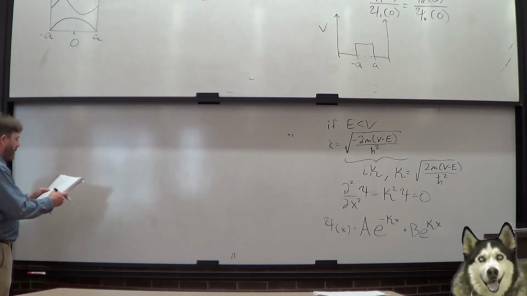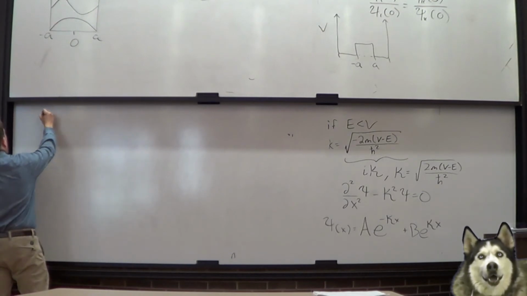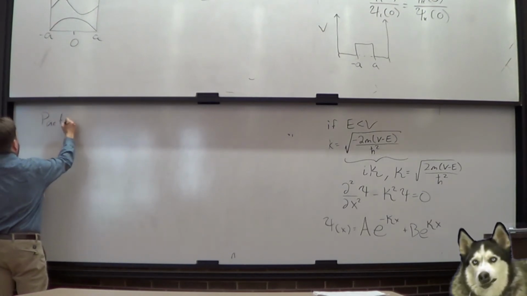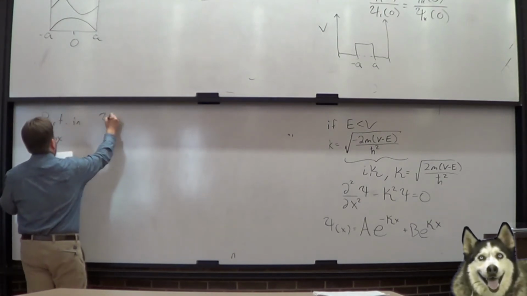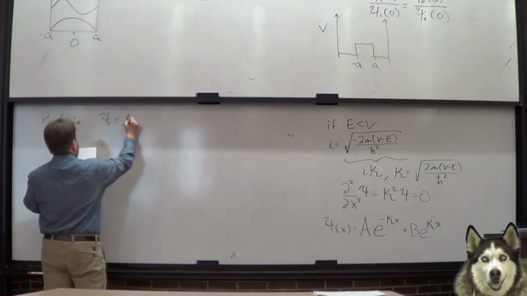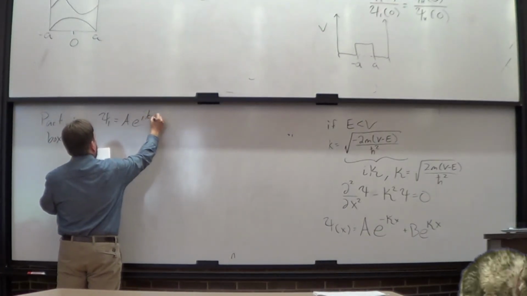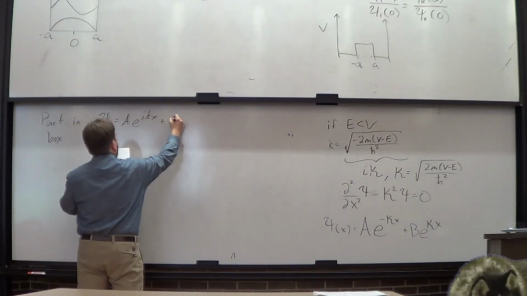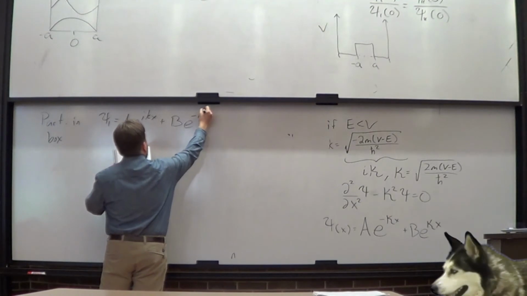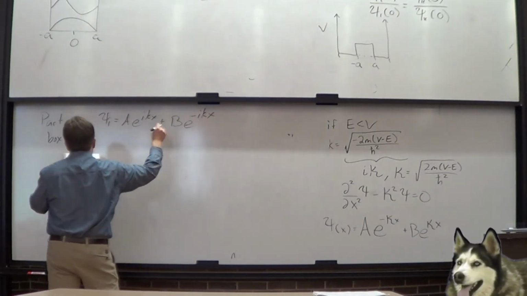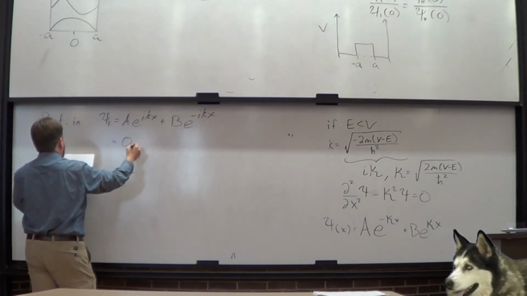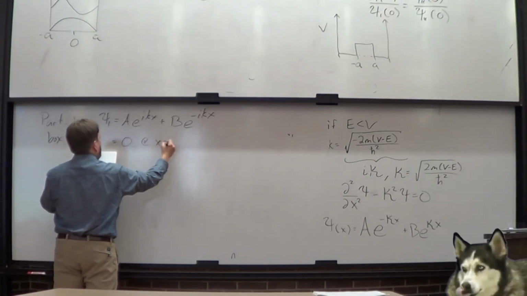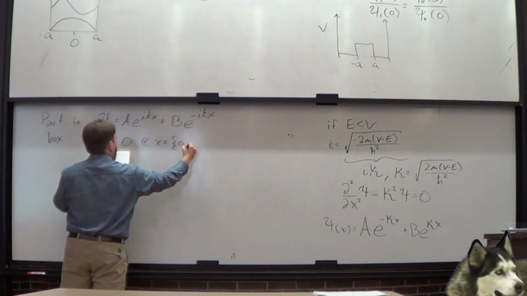Okay, so we're doing particle in the box. And what you've got, of course, is only one region, and k is as defined before. But now your boundary conditions are that the wave function has to be 0 at x equals a and minus a.